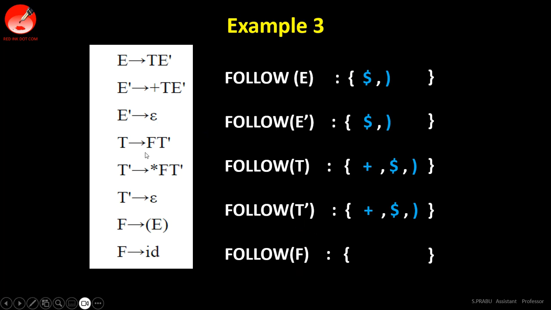Then follow of capital F. The next element is T dash. Check the first of T dash: asterisk symbol and epsilon. If you put asterisk symbol here, the next element is the asterisk symbol. If you put epsilon here, there is no next element. Then you copy the follow of capital T into follow of F. Follow of T is plus, dollar and close bracket. So instead of epsilon, you copy the plus, dollar and close bracket here. So these are the follow elements for this given grammar.